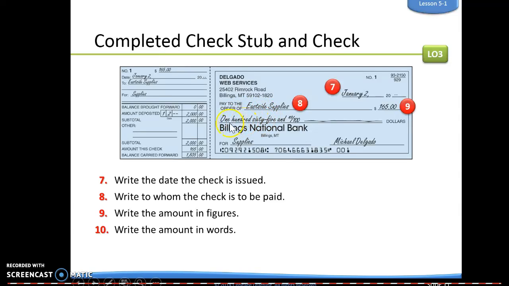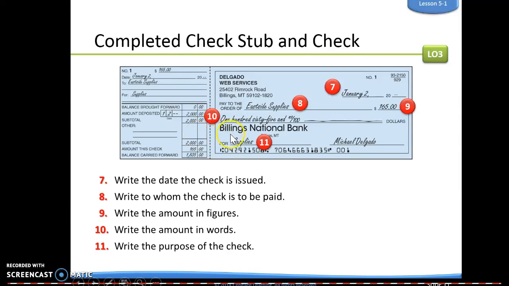The reason for that is because the words written out, the number in words, is harder to change than it would be to change this number. I could easily just put another 1 in front of that, and now I have $1,165. So this is just a way to double check to make sure that those two numbers are correct.